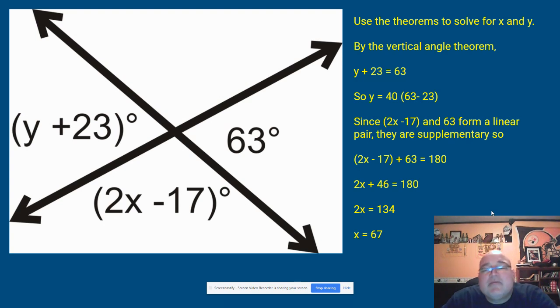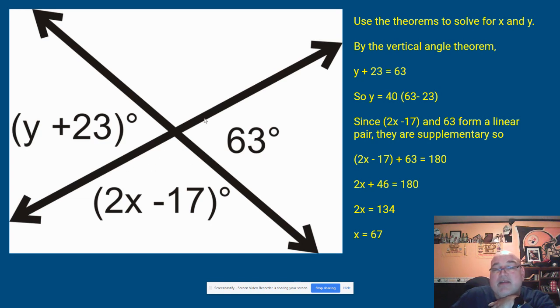Final problem for the day. We use theorems to solve for x and y. So if we take a look at our diagram, y plus 23 and 63 are vertical angles. So by the vertical angle theorem, they equal each other. Thus, y would have to equal 40, 63 minus 23. Notice that these two angles form a linear pair, so they are supplementary. So 2x minus 17 plus 63 has to equal 180.